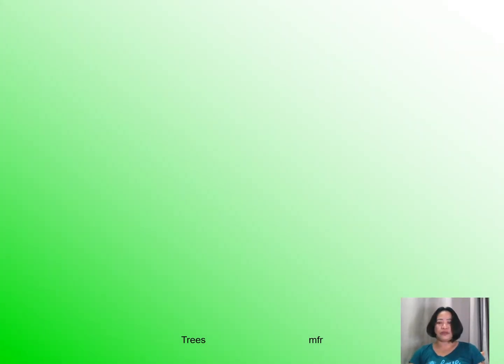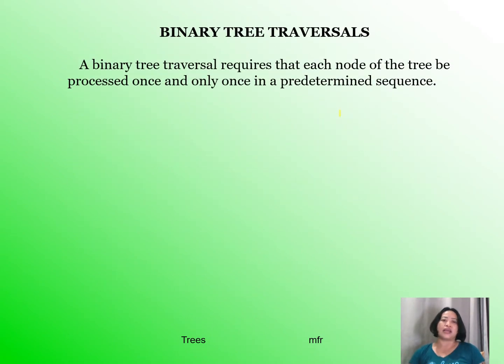Hi, going back to our topic trees, we have now binary tree traversal. When we say binary tree traversal, that means it requires each node of a tree be processed once and only once in a predetermined sequence. When we say predetermined sequence, it's either pre-order, in-order, or post-order.